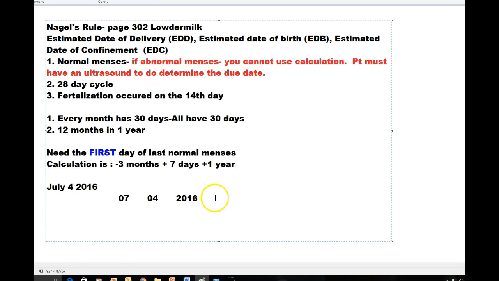So what we'll do is we'll come on down. So we have 7, 4, 16. So we're going to subtract 3 months. So we can see that there. And then we're going to add 7 days. And then we're going to add, how long are we going to add? That's right, we're going to add 1 year. Sorry about that. Okay, and so now we're going to do our calculation.